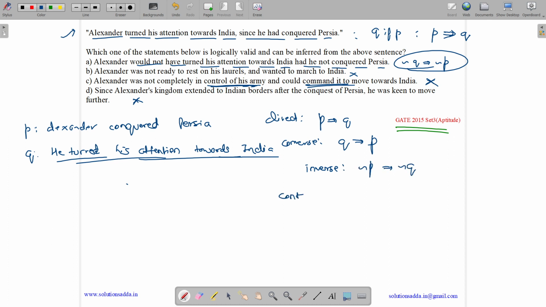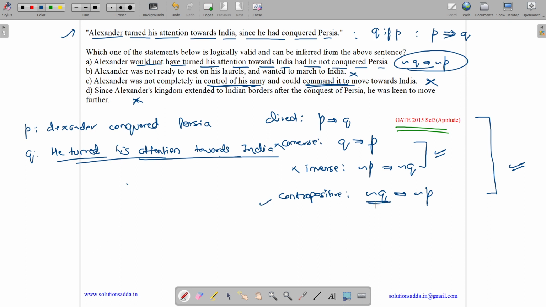Now we have the contrapositive. This says negation of Q implies negation of P. If direct is true, then contrapositive is also true. If converse is true, then inverse is true. And the rest are all false. So if direct is true, then converse is false, inverse is false, and contrapositive is true.